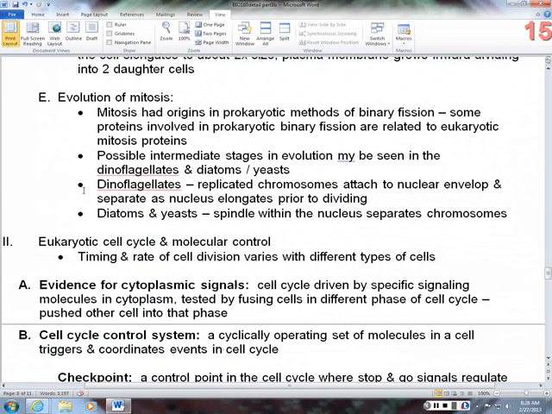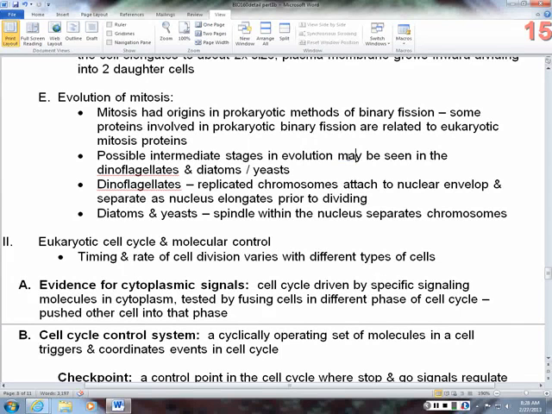So, evolution of mitosis: it's thought that mitosis had its origins in prokaryotic binary fission. That's what came along first. Some of the proteins involved in prokaryotic binary fission are actually related to eukaryotic cells doing mitosis, so we can see similarities. There have been possible intermediate stages in evolution, and they can be seen in something like the dinoflagellates, also in diatoms and yeast.